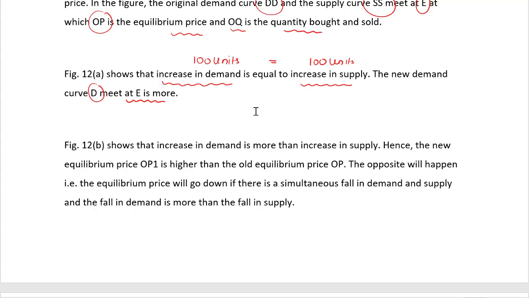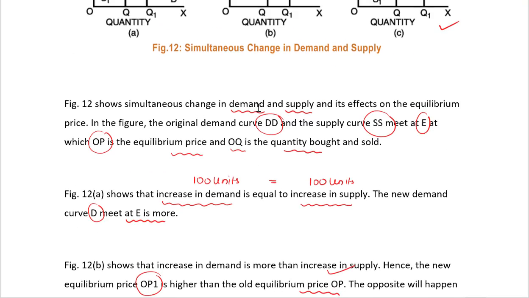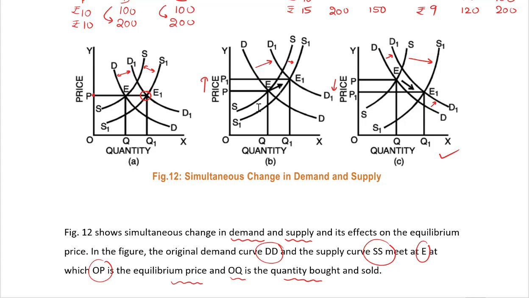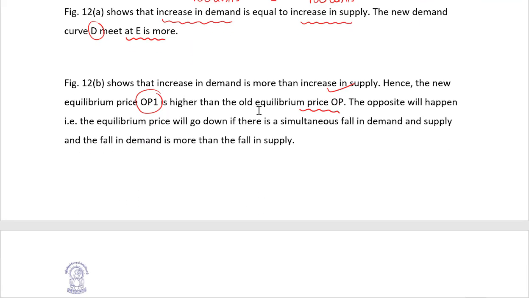Figure 12b shows that increase in the demand is more than increase in the supply. Hence, the new equilibrium price is OP1 and that is higher than the old equilibrium price, that is OP. The new equilibrium price is OP1 over here. This is higher than the old equilibrium price which was OP.